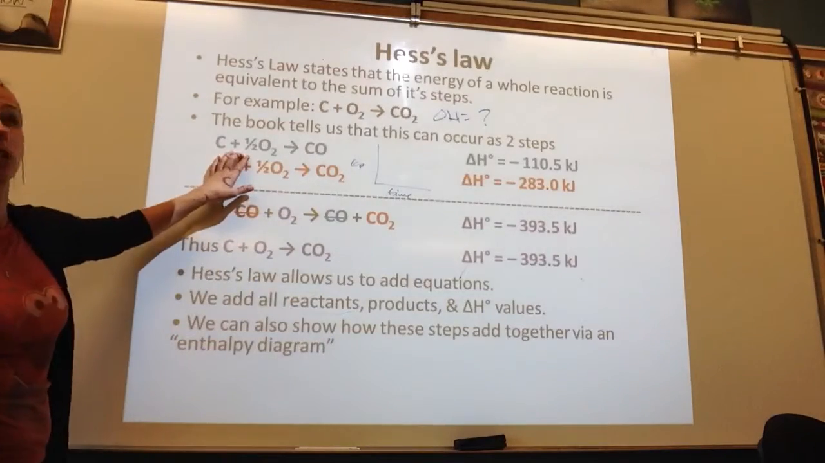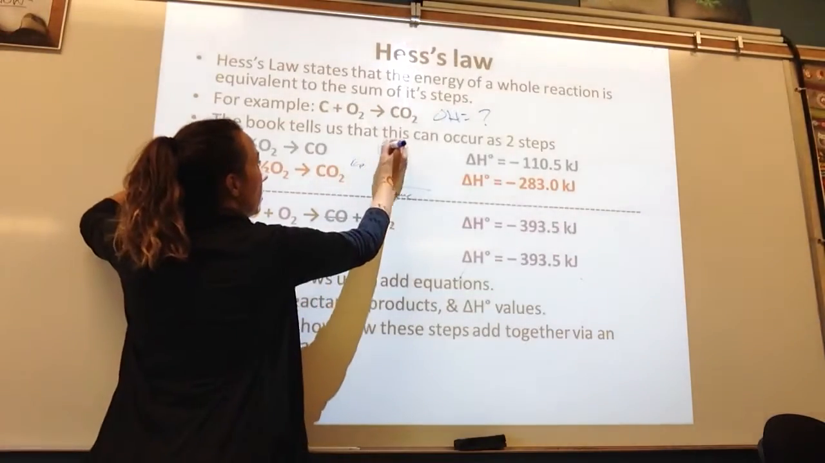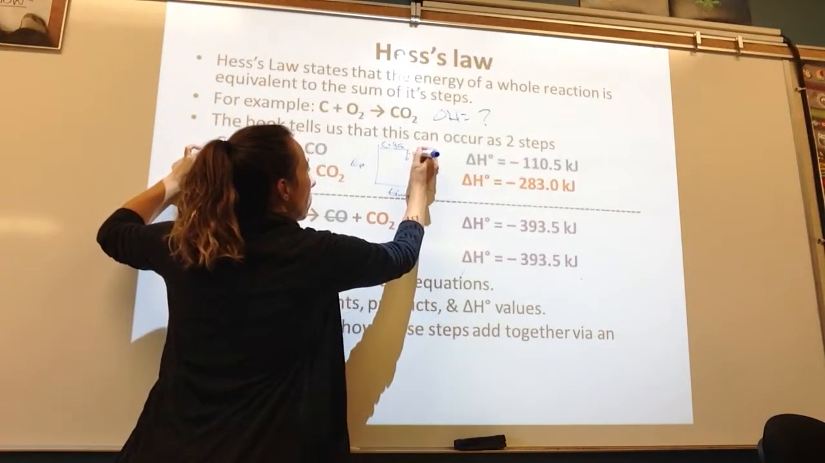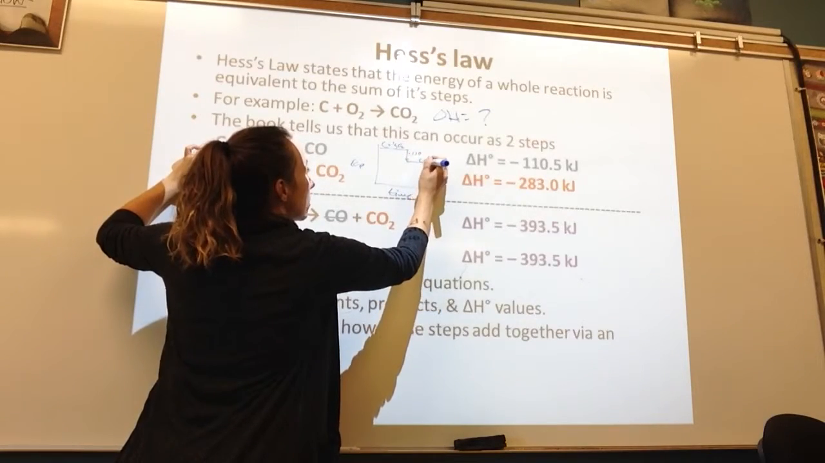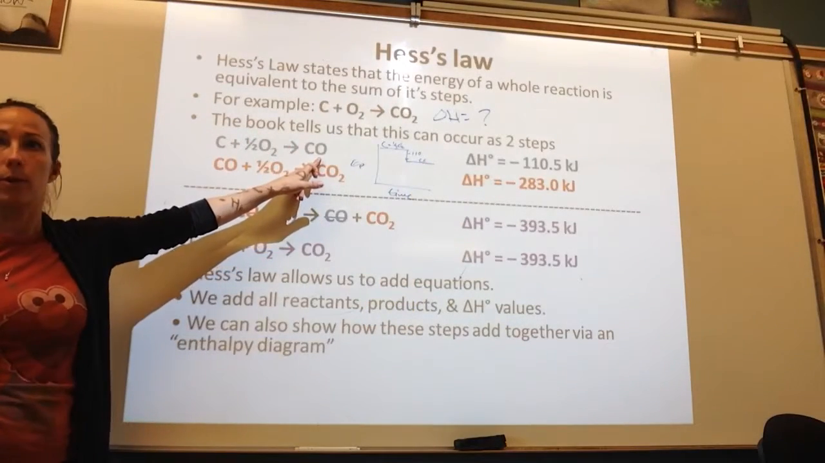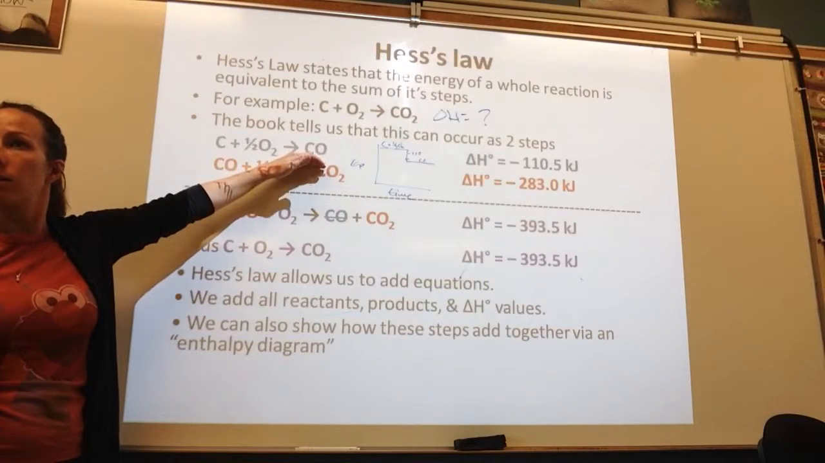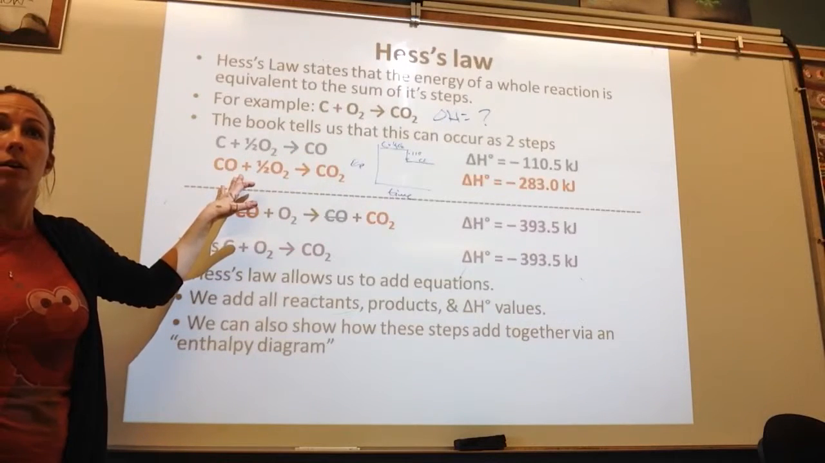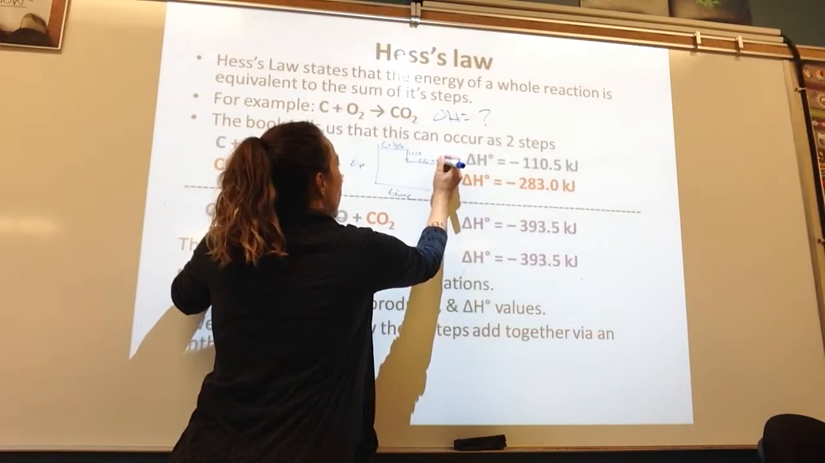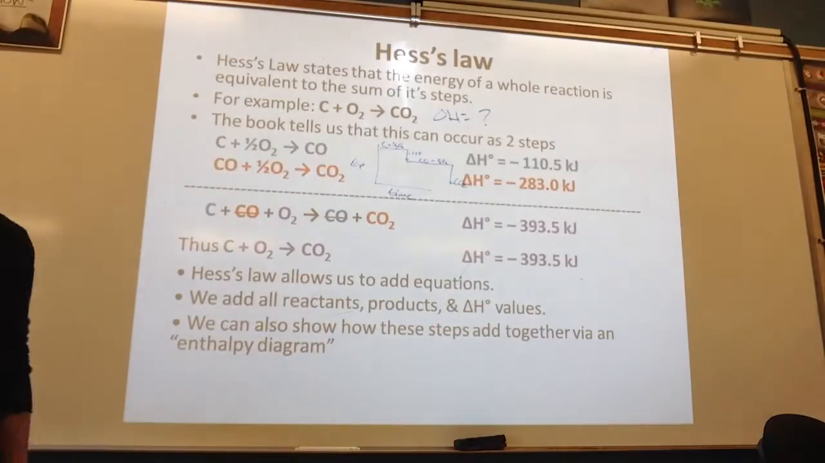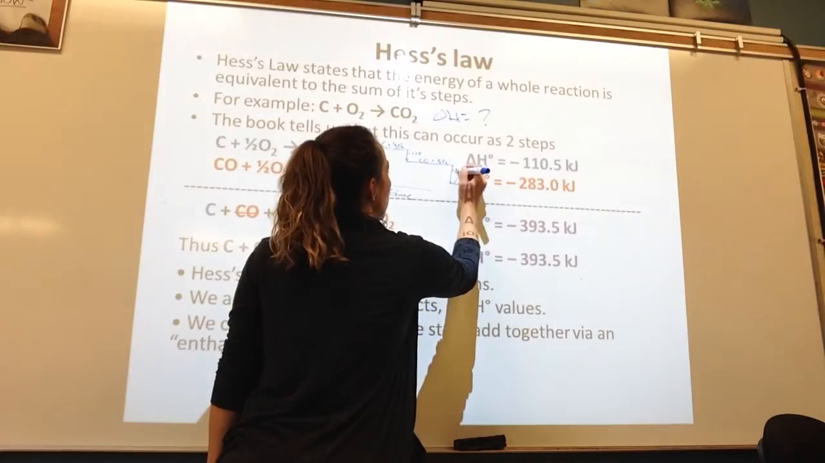This reaction, what does it start with? Carbon and half an oxygen, and it forms exothermically, -110, carbon monoxide, pardon me. Everybody okay with that enthalpy diagram for this? No problems, right? Easy. And then that carbon monoxide would react with another half an O2 and form carbon dioxide. And that would give me -283.